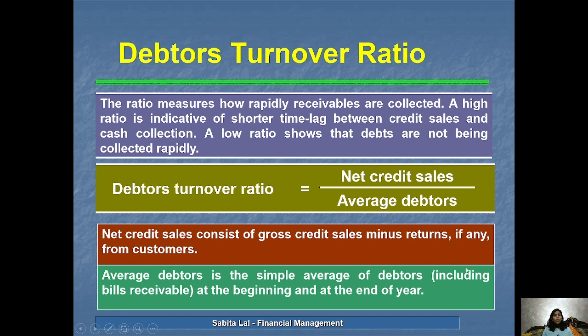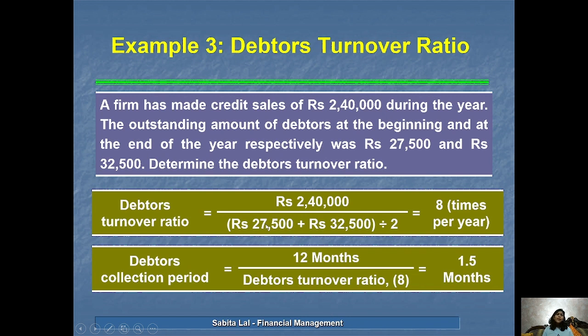So what is my debtors turnover ratio? Net credit sales divided by average debtors, because I told about the time lag between the credit sales. Net credit sales consists of your gross credit sales minus returns, if any, from customers. And average debtors is again a simple average of debtors, including bills receivable at the beginning and end of the year.